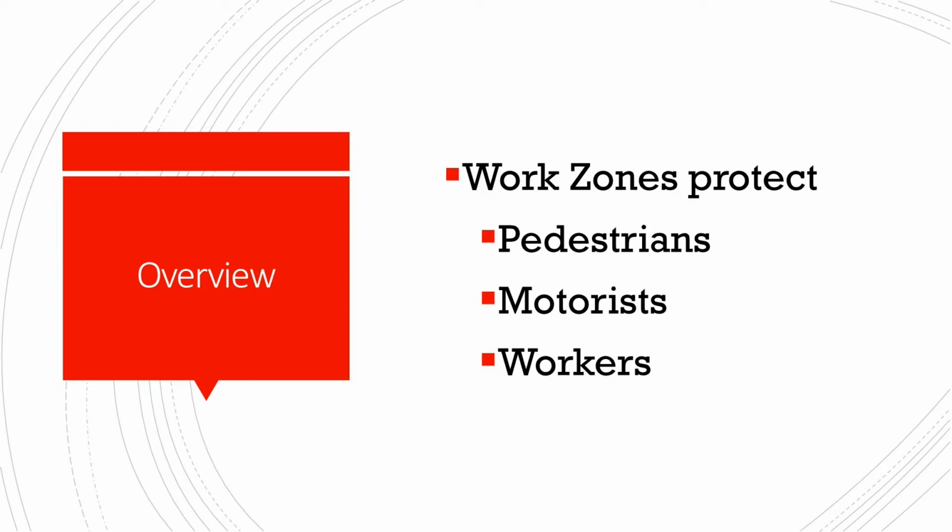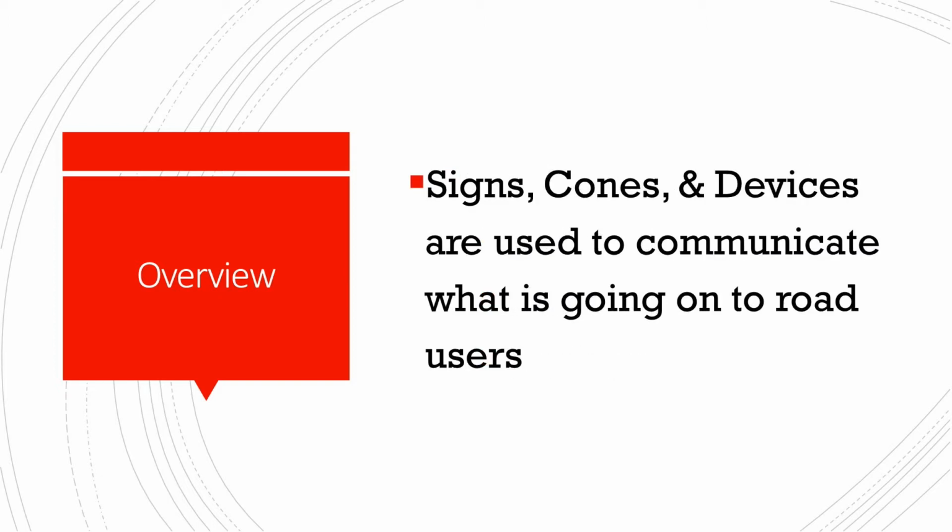So keep that in mind. We protect everybody. When we establish that temporary traffic control zone, the utility takes responsibility because it has disrupted the normal flow of traffic. That's important to remember. Signs, cones, and devices are used to communicate what is going on to road users. This is important to remember.